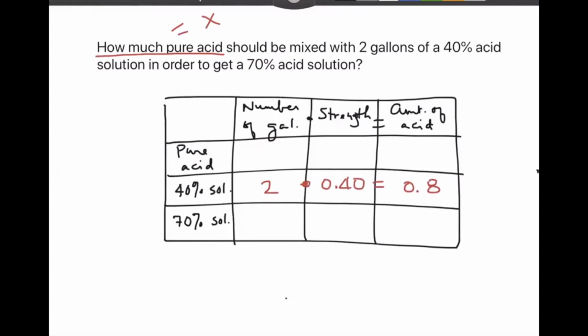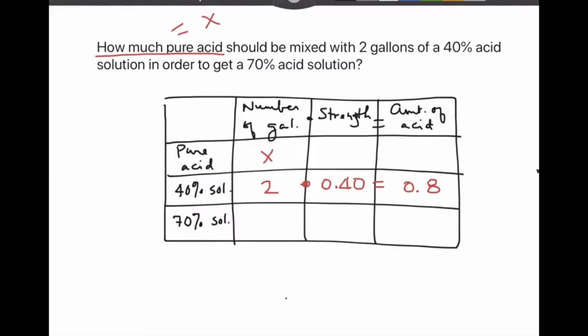Okay. And now let's talk about the pure acid. So what makes this problem just a little different from the last one is that you might find, okay, so number of gallons of pure acid is x. You might find yourself getting stuck when you go to fill in the strength for the pure acid row. Well, pure acid means pure acid, right? It means there's nothing else in that solution.